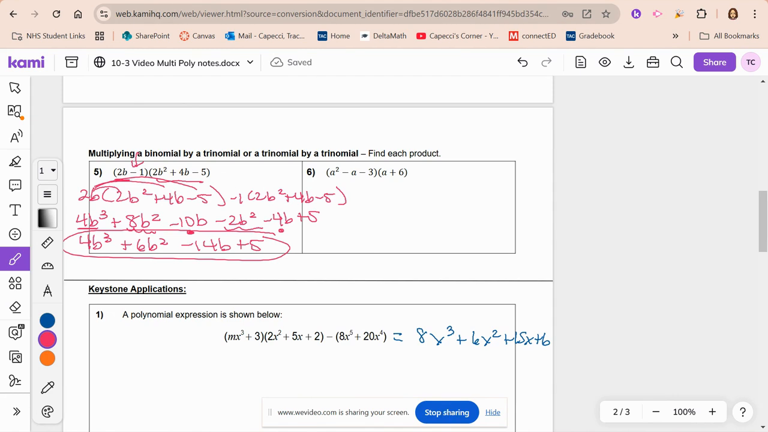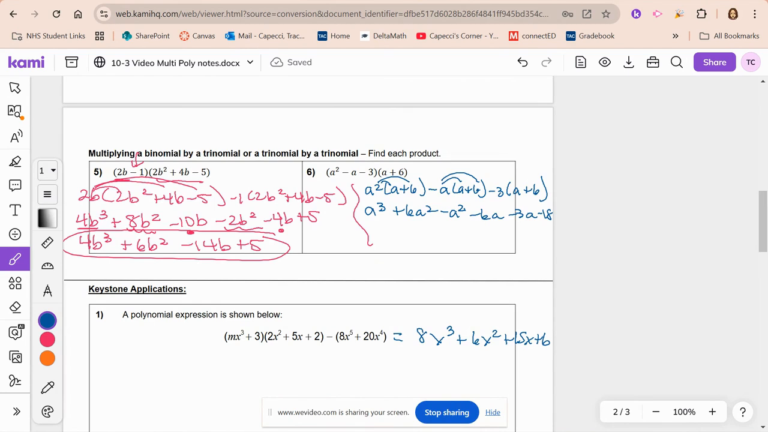Okay, let's take a look at one more. So again, this time my trinomial is listed first. So I'm going to take a squared. I'm going to rewrite my binomial, my next term in my trinomial, and again, rewrite my binomial, and again, my last term, and rewriting my binomial. Okay, so a squared times a gives me a to the third. A squared times 6 gives me 6a squared. You can keep distributing. Negative a squared minus 6a. And then I have negative 3a minus 18.